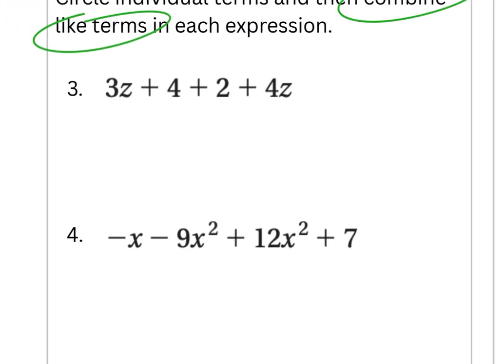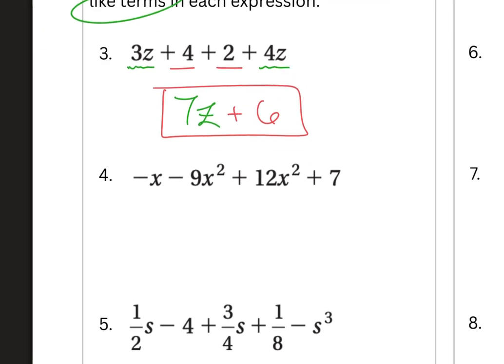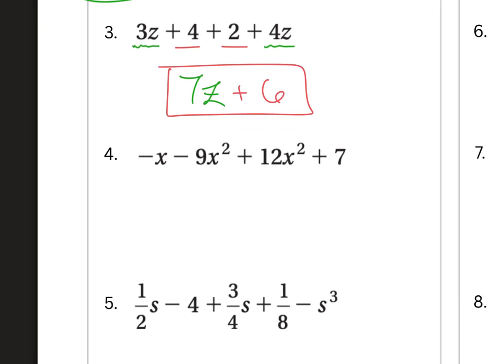So let's zoom in here. 3z and 4z. That's 7z. 4 and 2, that's just 6. That first one, number 3, hopefully you found that very easy. This next one, there's negative x, and then he doesn't have another friend. There's negative 9x squared. Oh, look, here's a 12x squared. We can combine those to get 3x squared. And then check this out, 7 doesn't have any friends either. So here is our answer for number 4.